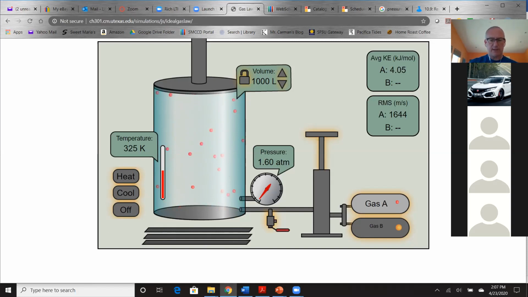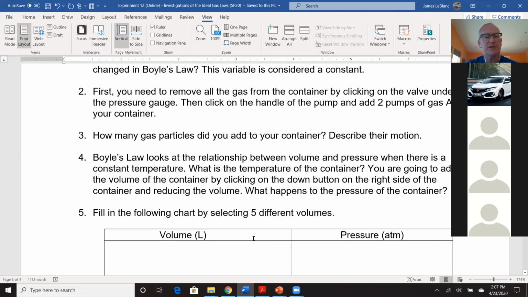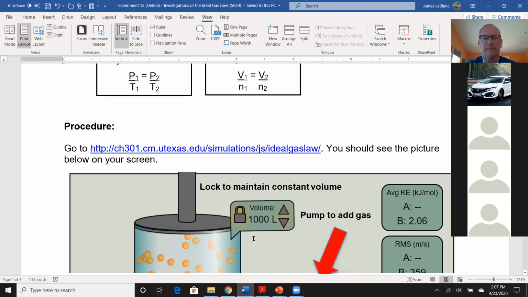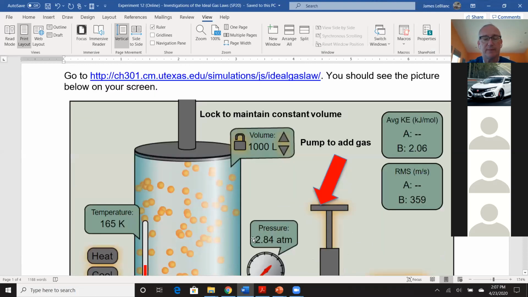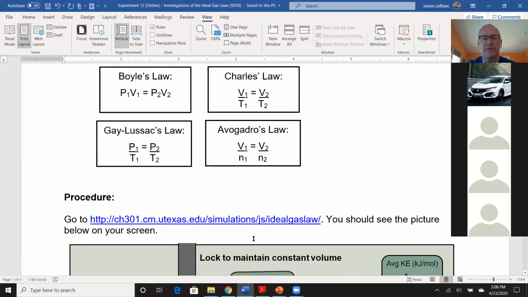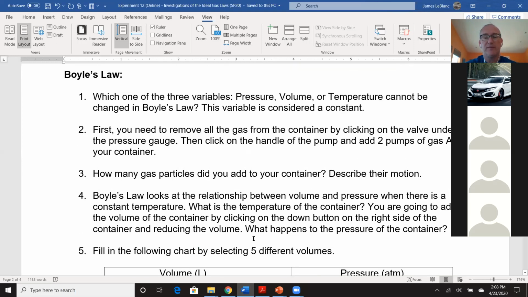Sure. Let me go back to the right. So we should start with title, name, purpose, and then a procedure. You can even include a picture like this if you want to. Just briefly what the procedures were for looking at each one of these different laws. And then for Boyle's law, if there are any questions in here, answer them. Which one of the 3 variables cannot be changed? So you answer those questions in there. And inside the results, have a chart.